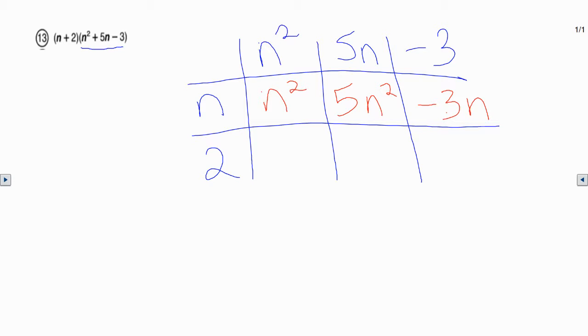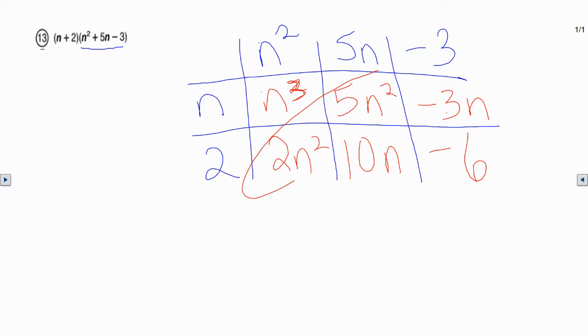N squared times 2 is 2n squared. Oh, I just realized I made a mistake there. That should have been n to the third because n squared times n is n to the third. Sorry about that. 5n times 2 is 10n. Negative 3 times 2 is negative 6. So everything I wrote in red is part of the solution, part of the answer for our multiplying, our product.